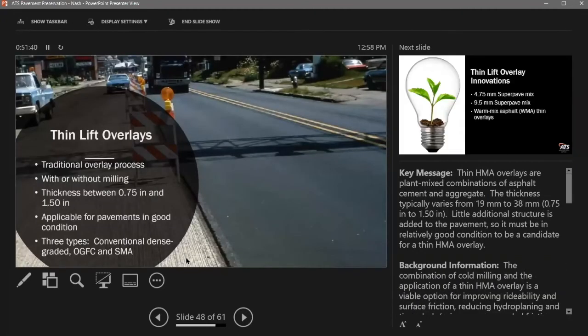The last section I had was thin lift overlays. Mike, I know that we're pressed against time. If you want to do the last poll question, you can, just so people can leave if they need to. Okay, hold on. So which treatment penetrates the top 3/8 of asphalt pavement, reducing the binder viscosity?